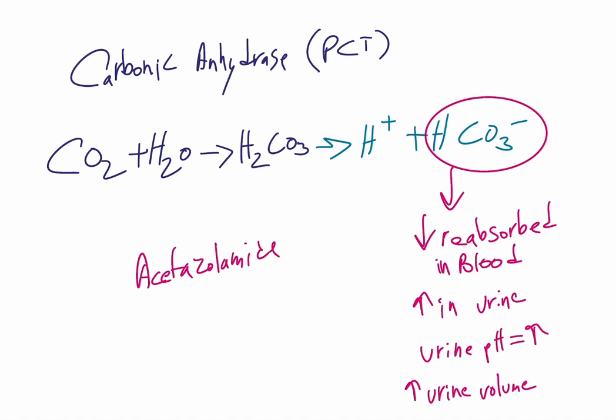Therefore, the CO2 plus H2O cannot be converted into H2CO3, and in turn cannot be converted into the proton as well as bicarb. Therefore, less bicarb is reabsorbed, more ends up in the urine, fewer protons are secreted, and the urine becomes more alkaline. So, in terms of how to think about this situation, if I'm going to ask you about the urinary effects of acetazolamide, we're covering it again. You'll have an increase in urinary bicarb. You will have an increase in urinary pH. Your urine becomes alkaline. That makes sense.